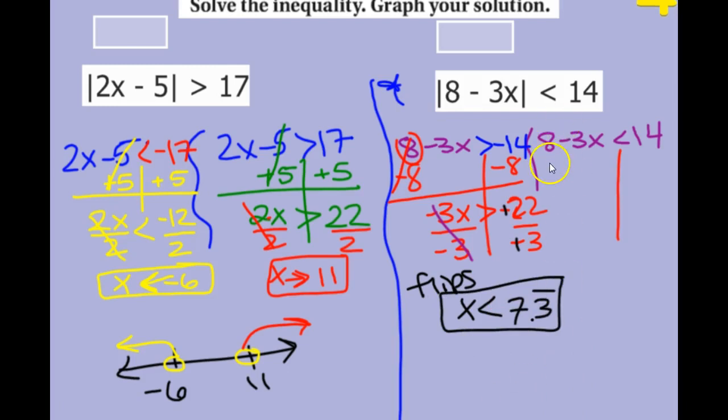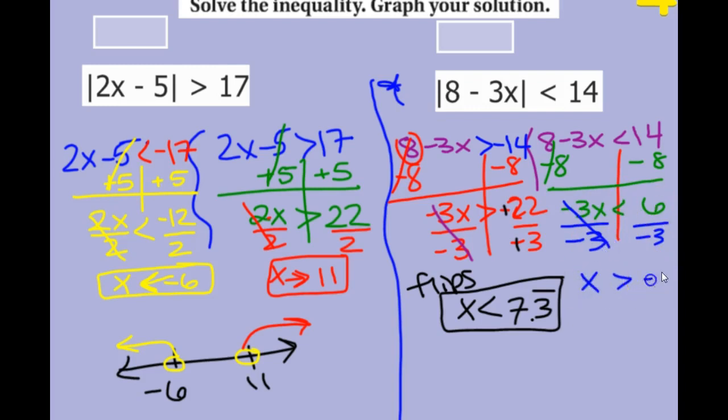On the other side, same thing, subtract 8. We get negative 3x is less than, this gives me 6. And then same thing, divide by negative 3. We have to flip our symbol. We get x is greater than negative 2. So again, be careful when you graph this one.